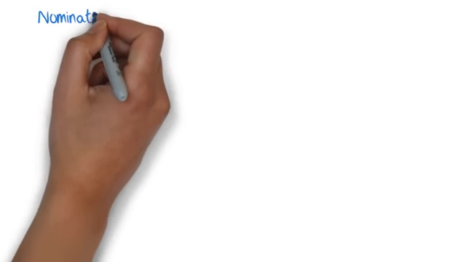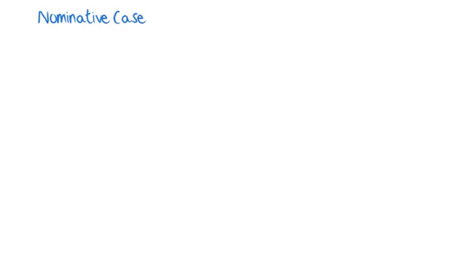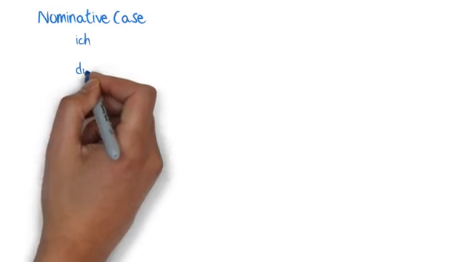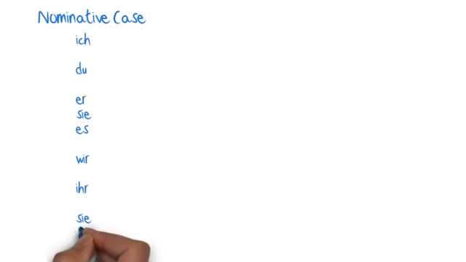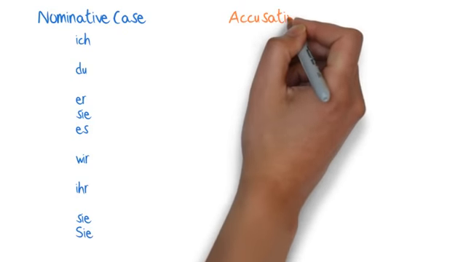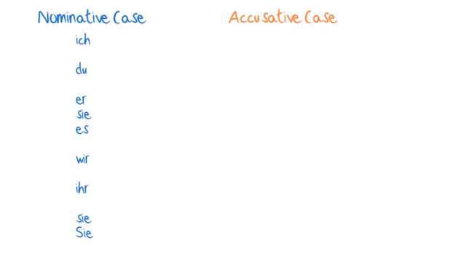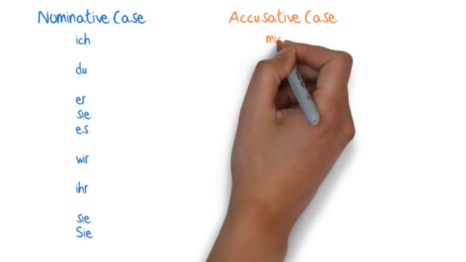For comparison purposes, here are the pronouns in the nominative case. These will look familiar. You use these whenever you conjugate verbs, because verbs are conjugated to match subjects. So we could also just call these subject pronouns. Now let's take a look at the corresponding pronouns in the accusative case.